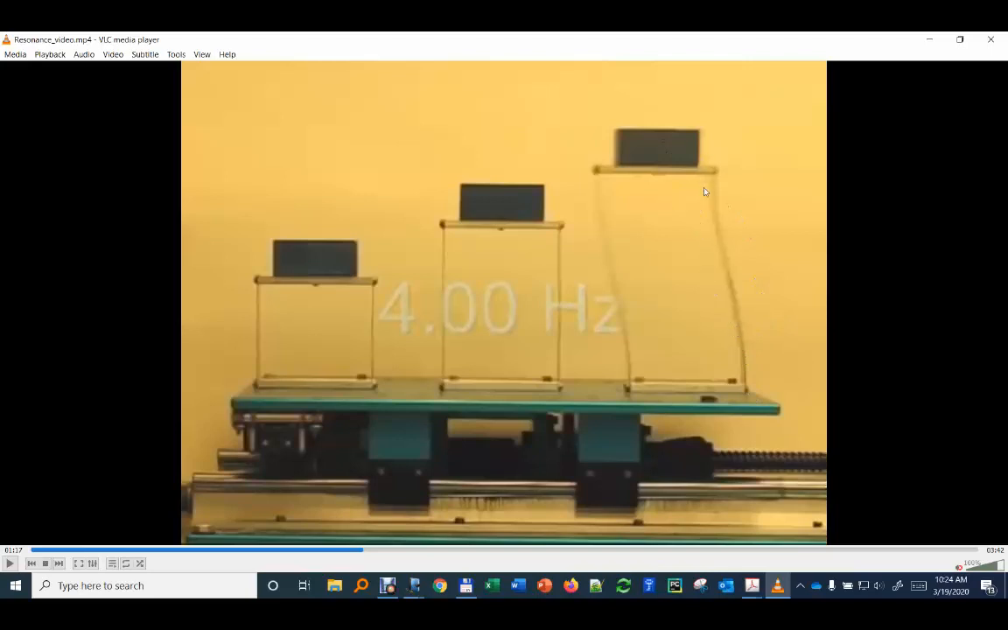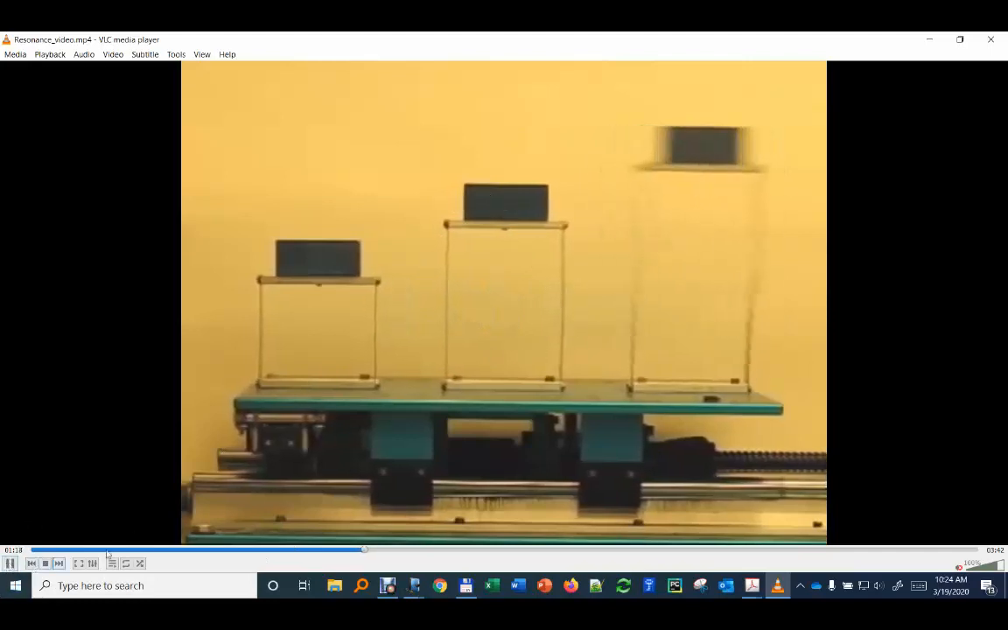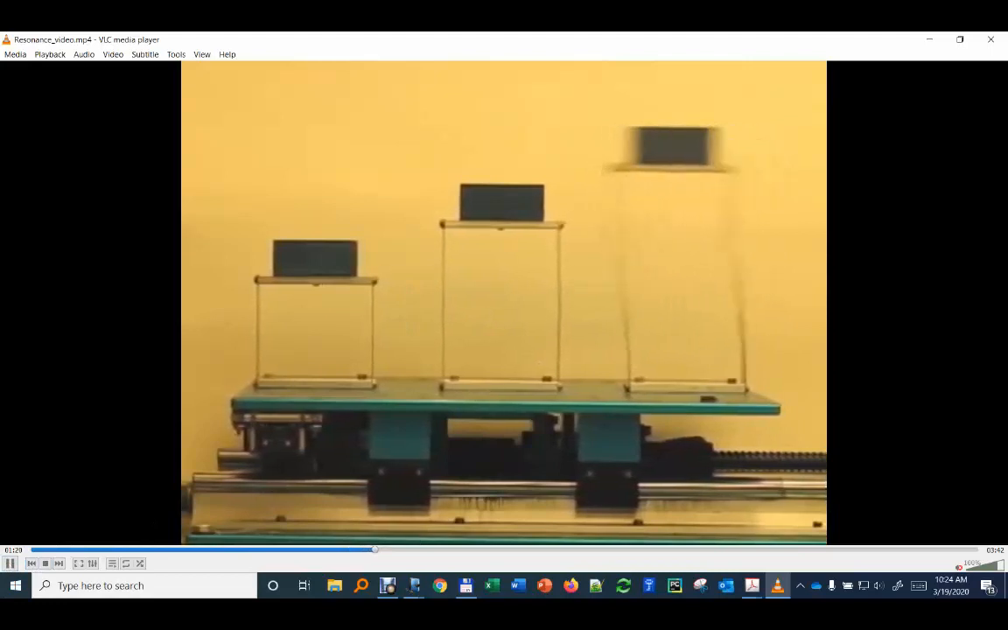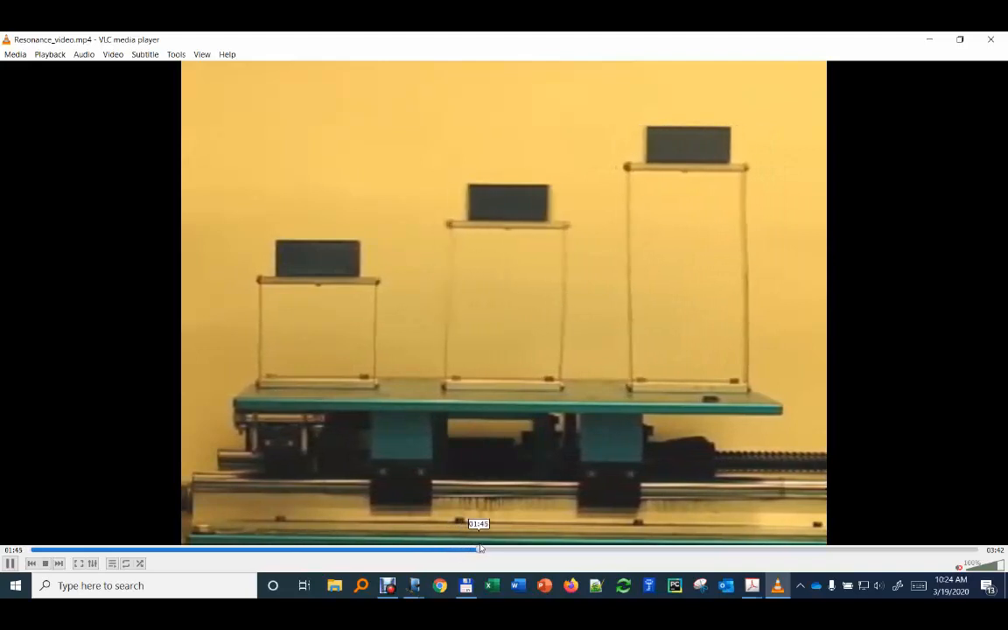You see here the columns, they're actually quite deformed. Okay, but the other structures are not affected that much by that frequency. If I go further, if I start to increase it even more, then the structure to the right stops moving, and then the structure to the left starts to move significantly. This is the structure in the middle.